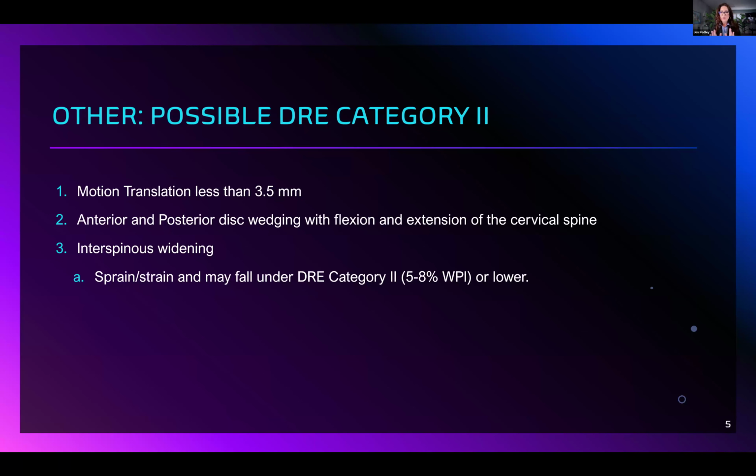Other possible categories, and the reason why I'm saying possible is because it's going to come back to what the patient is presenting with clinically. So this is going to include your clinical examination findings. If it's not in the realm of instability, so it's less than that 11 degrees of angulation, and less than 3.5 millimeters of translation, but we see some other signs of ligament injury, it might be in category 2, depending on what the patient is presenting with.